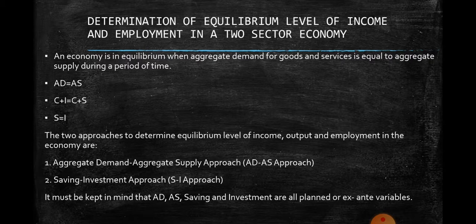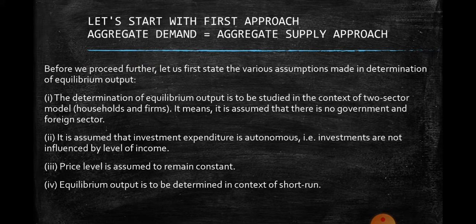In an economy, equilibrium is achieved when AD is equal to AS. Correspondingly, when AD is equal to AS, saving and investment are also equal, as it can be seen from the equation given on the screen. Thus, we are going to study the equilibrium with the help of both these approaches. So let's start with the first approach, that is aggregate demand and aggregate supply approach.